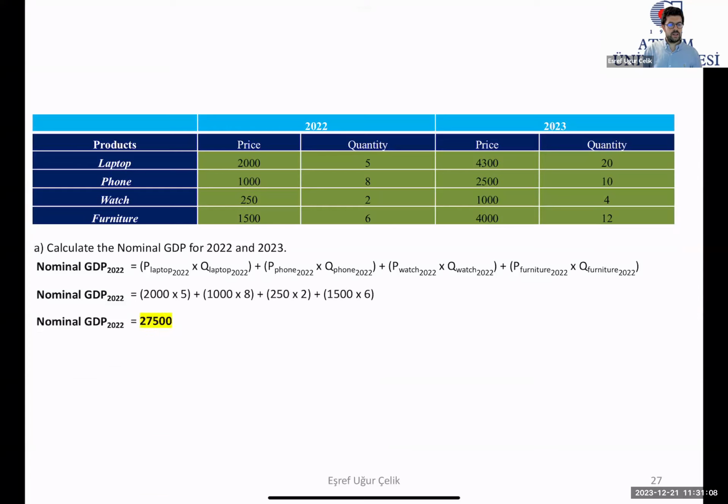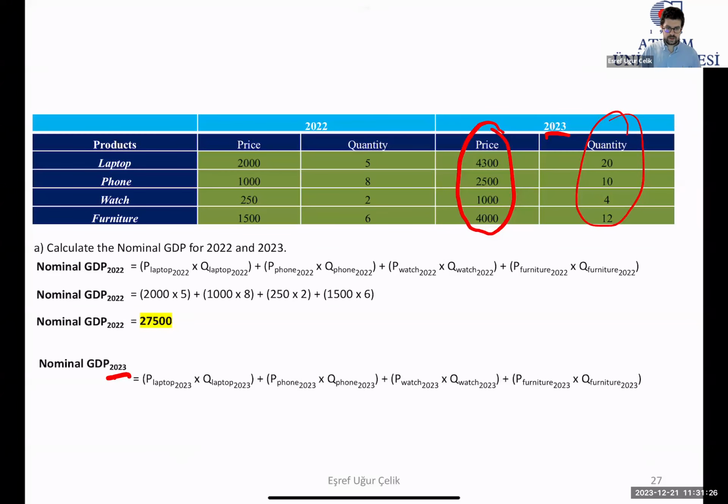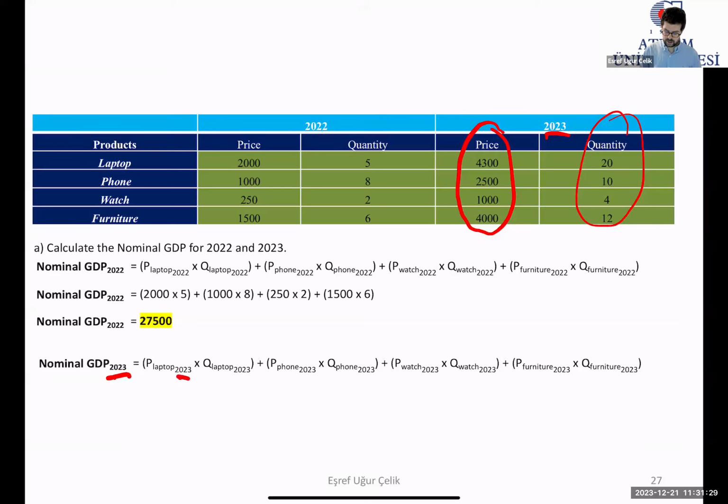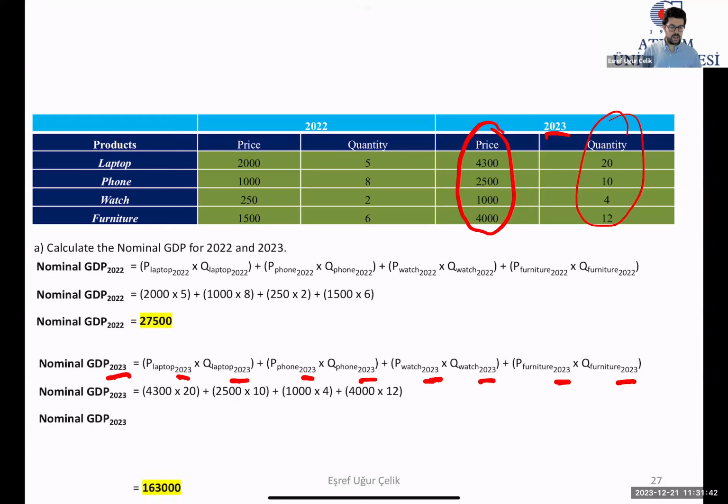Okay, let's talk about the nominal GDP for 2023. This time I asked 2023. We get the price of the year I asked, and for the quantity, the year I asked. You see, for the price we get the year I asked, and for the quantity, again, the year I asked. Then the answer is, so there's no problem calculating the nominal GDP.